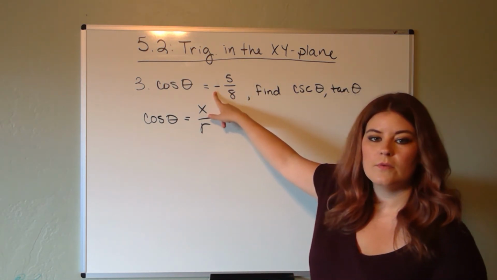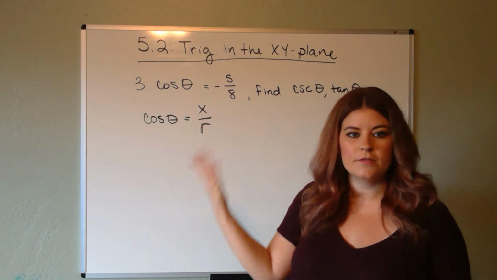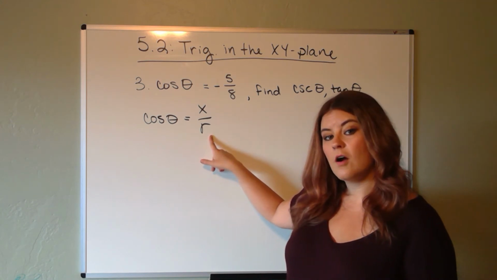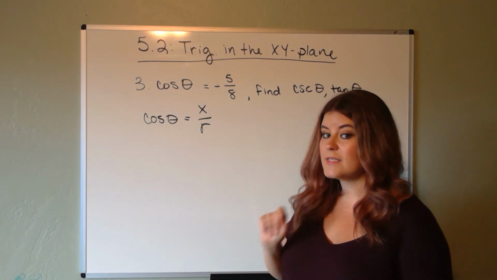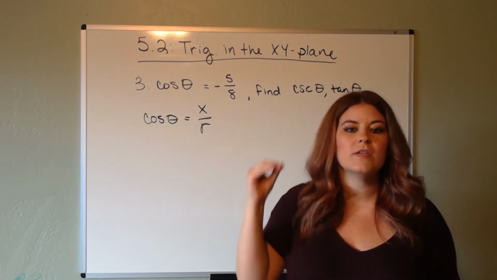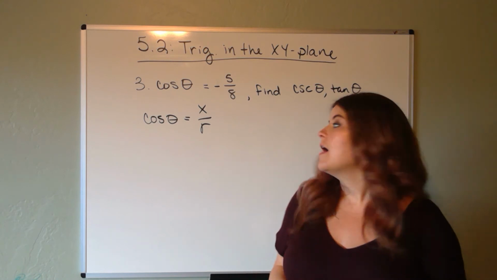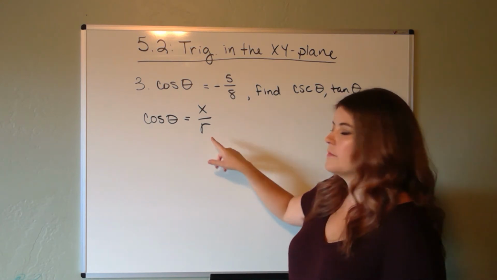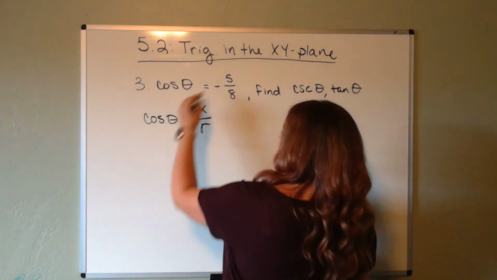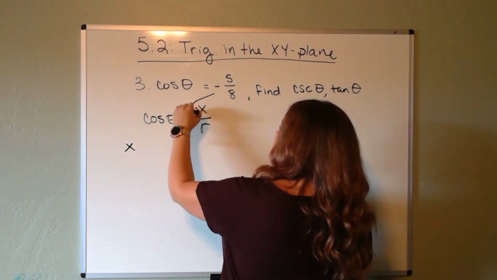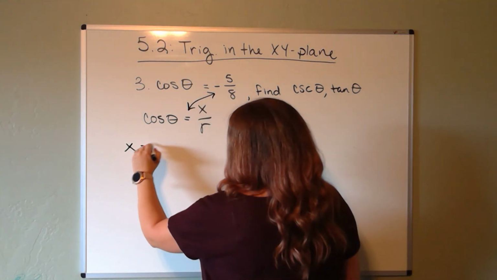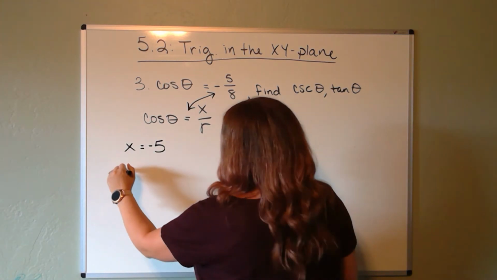Where does this negative go? So it's just sitting in front, which means, oh, should I put it on top? Should I put it on the bottom? Remember what I said about r. R is always positive, which means that negative has to be up with the 5. So you'll always move the negative up to the numerator if you're looking at x/r, because r is always positive. Okay, so can you see that comparing these two ratios here, x is -5 and r is 8.